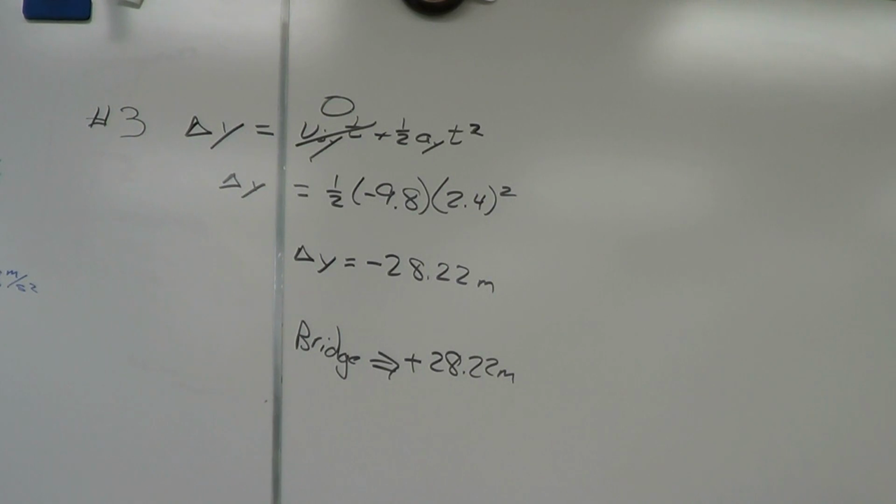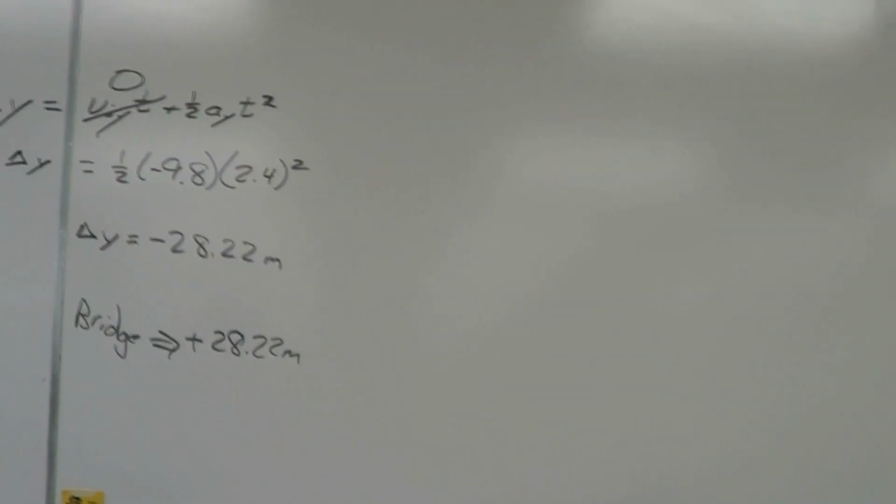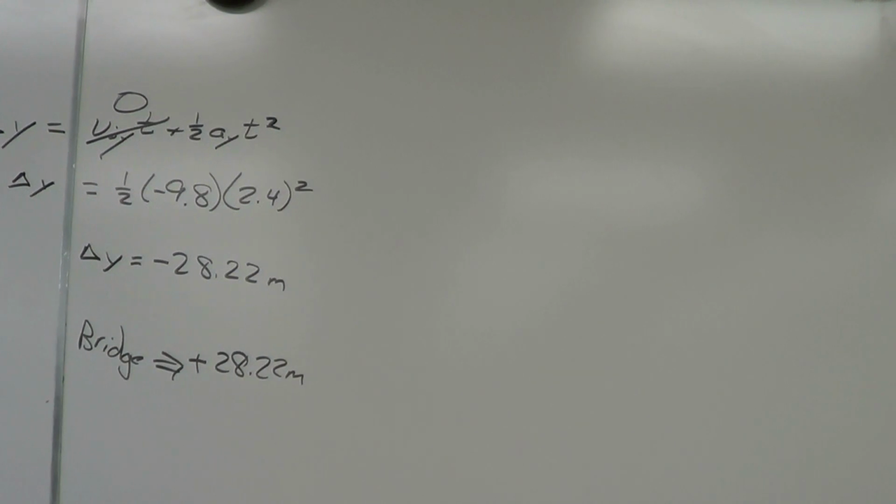Okay, how far from the bridge did the rock hit? What variable am I solving for now? Here's my bridge, and we're trying to figure out how far away it landed. Which variable is that? That's our delta x. So now we can say delta x is equal to question mark. Is that an x column or a y column? It's an x, so we use equations for the x column only.